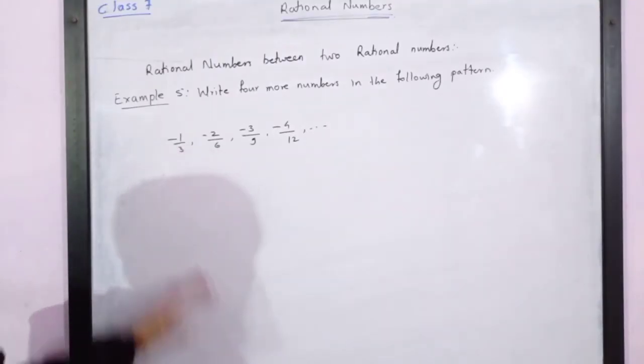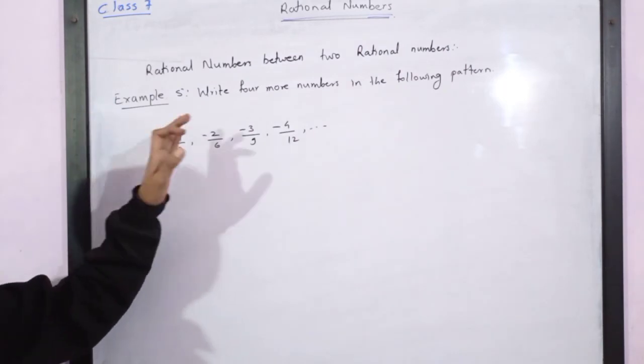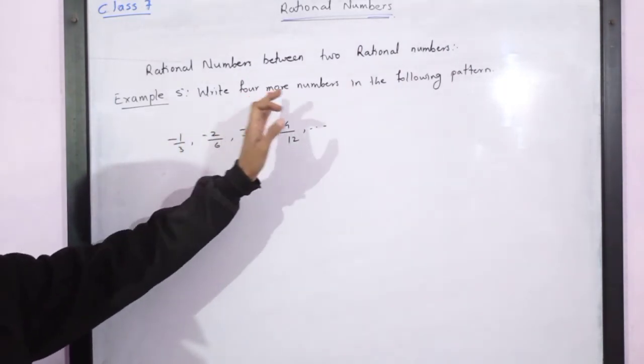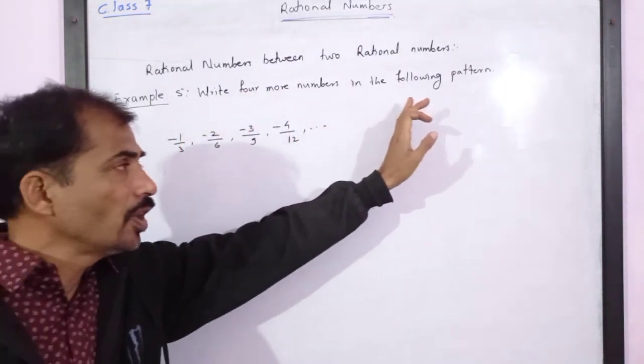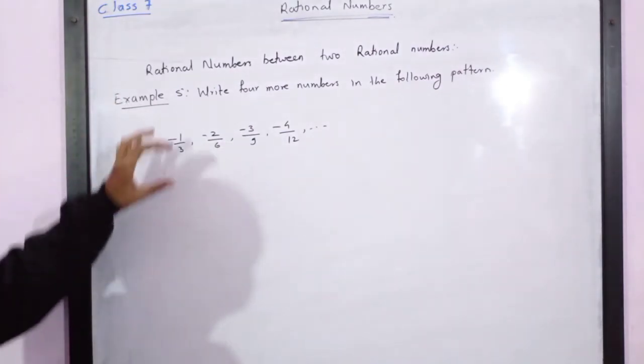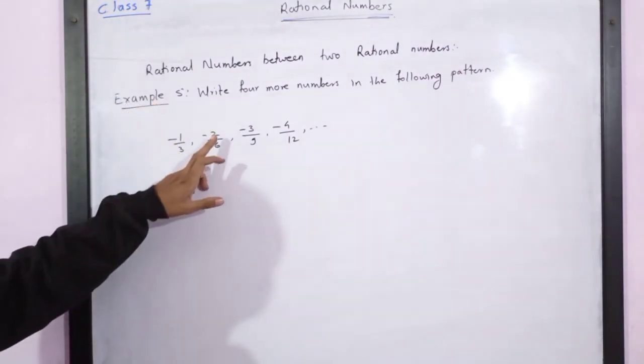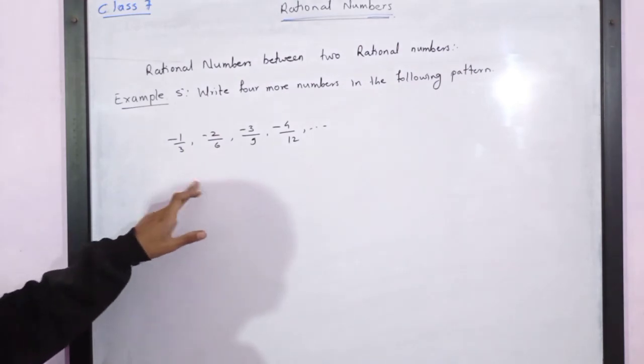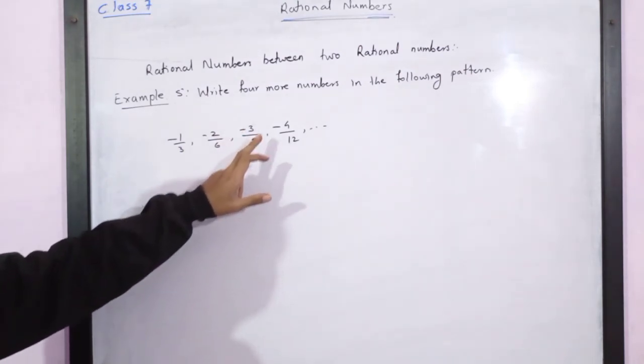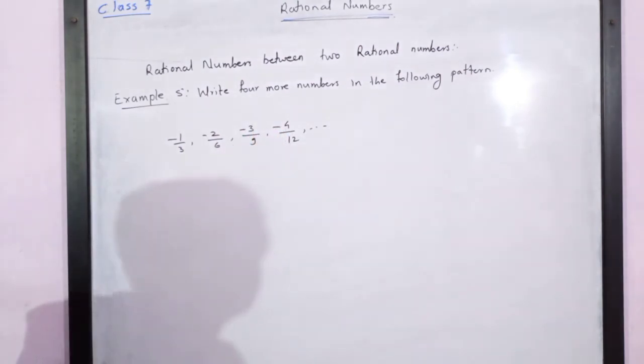Dear friends, we have next example number 5. Write four more numbers in the following pattern. See, first fraction is -1 upon 3, second fraction is -2 upon 6, third fraction is -3 upon 9, fourth fraction is -4 upon 12.